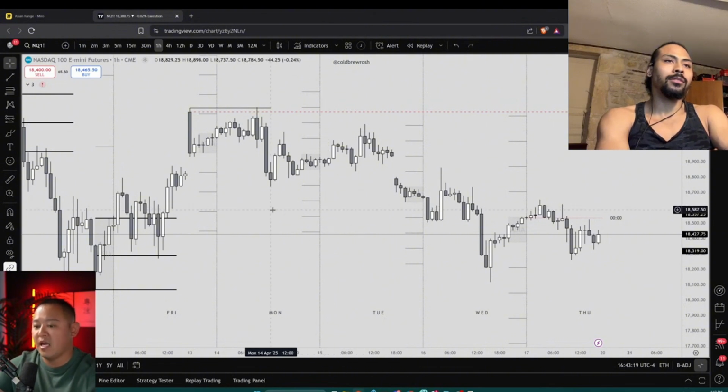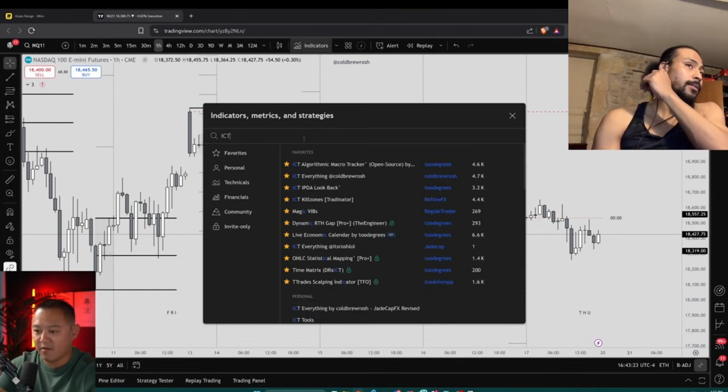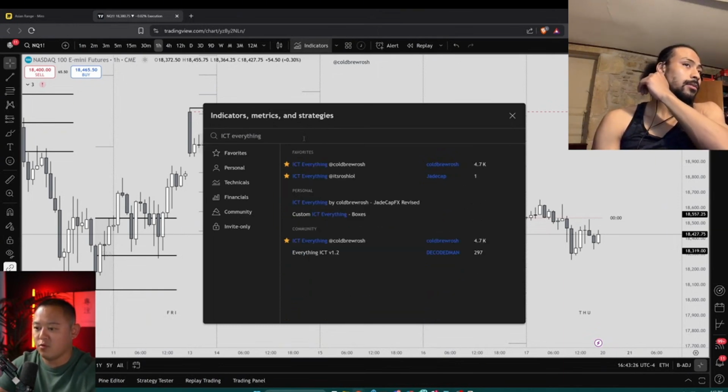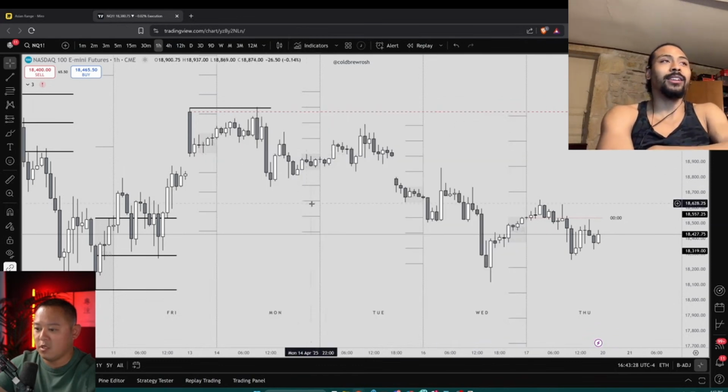So if you're wondering how to add these deviation levels to your chart, there's a really great indicator. It's called ICT Everything by Cold Brew Rush. Yep, that's exactly the same one I got.